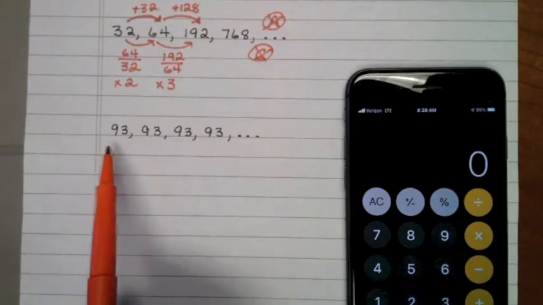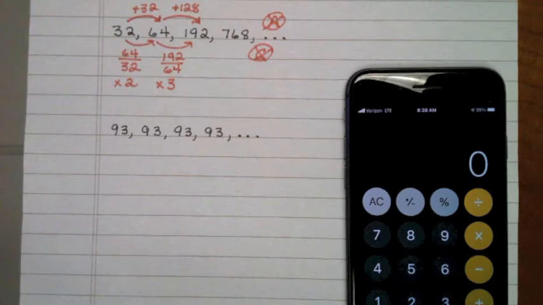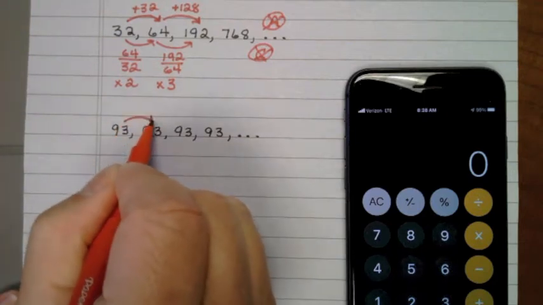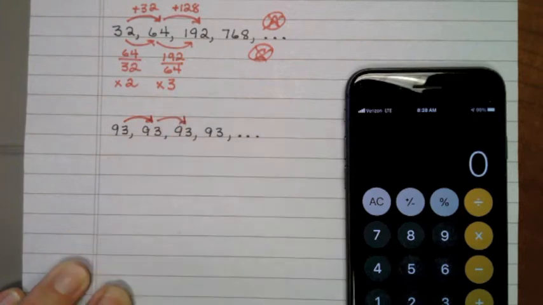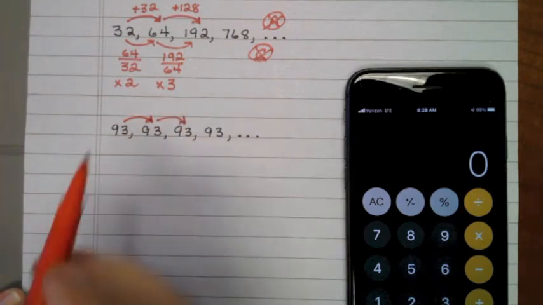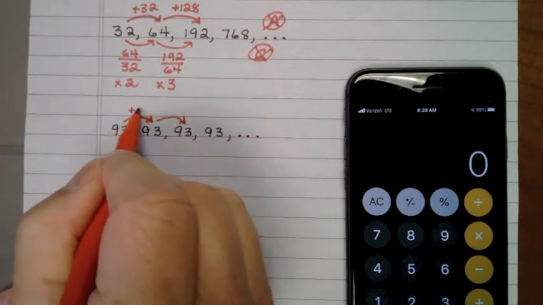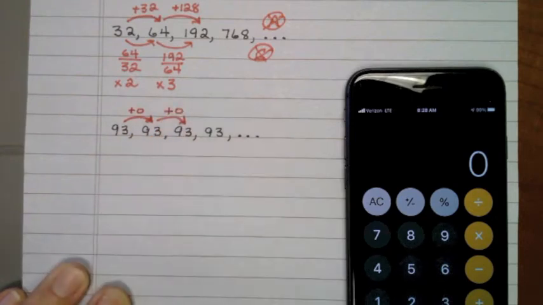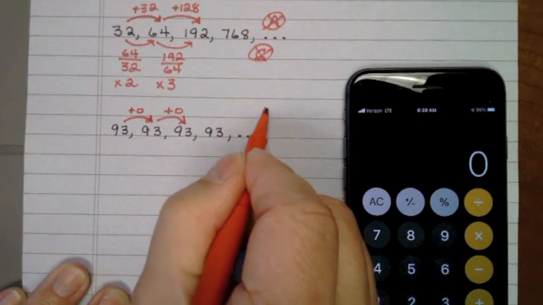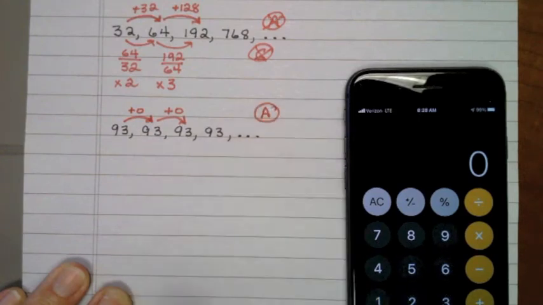I need to check if this sequence of numbers is an arithmetic sequence or a geometric sequence. I need to see if I'm adding or subtracting the same number. I'm adding 0 every single time. Is it an arithmetic sequence? Yes.